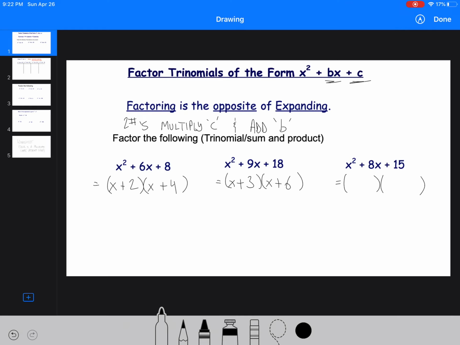Same thing here, just going through the same steps. Multiplying to 15, adding to 8. It's going to be 1 and 15 or 3 and 5. So here, it's got to be 3 and 5. I'm just going through multiples in my head and then seeing if they add to that middle number.